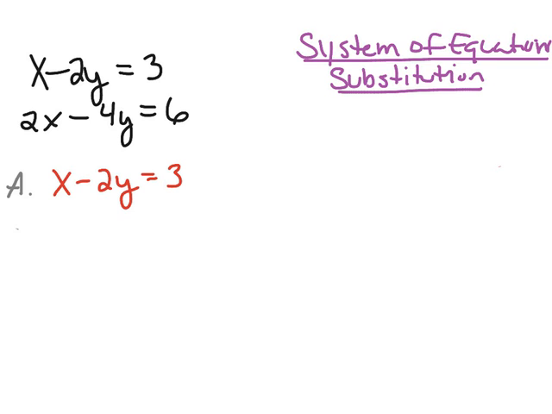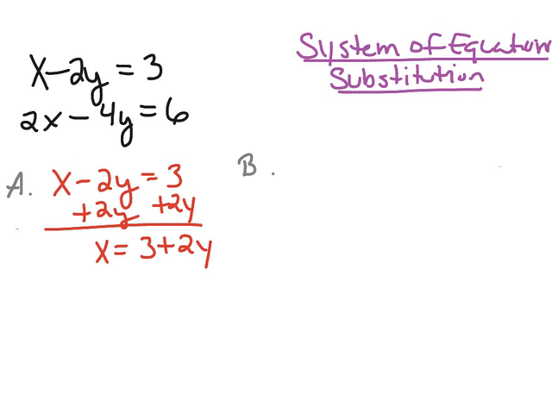Usually when I'm trying to decide which variable to get by itself, I'm looking for the variable that doesn't have a number in front of it, which is why I chose x. So in order to get x by itself, I'm going to need to add 2y. Therefore, x is going to equal 3 plus 2y. At this point, I've just completed step A. I got a variable by itself. The next thing I need to do is take this 3 plus 2y and substitute that into the other equation.